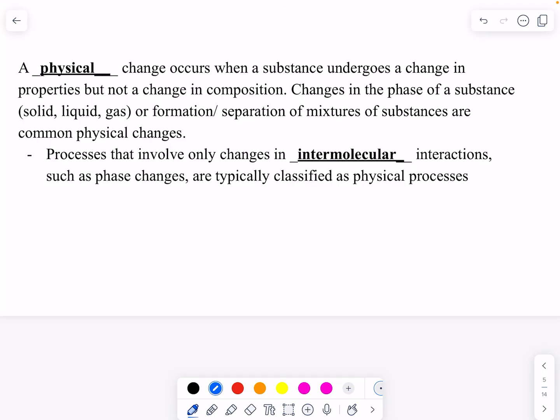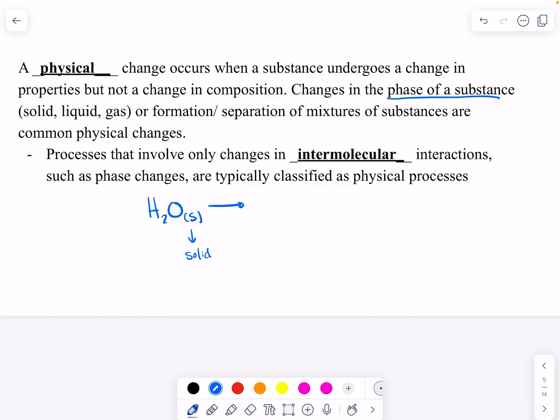So the key thing is a physical change happens when it undergoes just a change in property, but not what it is. Okay, my best example are changes of phases. So going from a solid to a liquid to a gas doesn't change it, right? If I have water, that's an ice. We would write it as H2O with a little S by it. That means it's a solid.